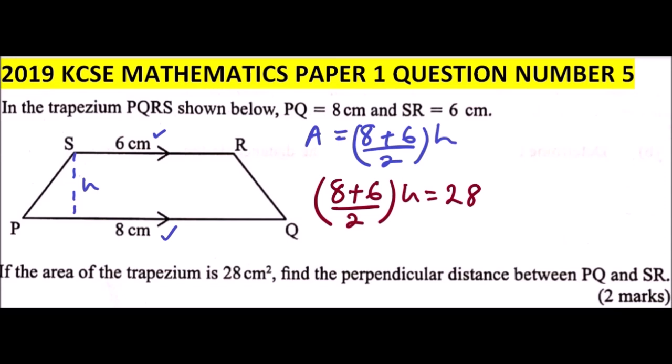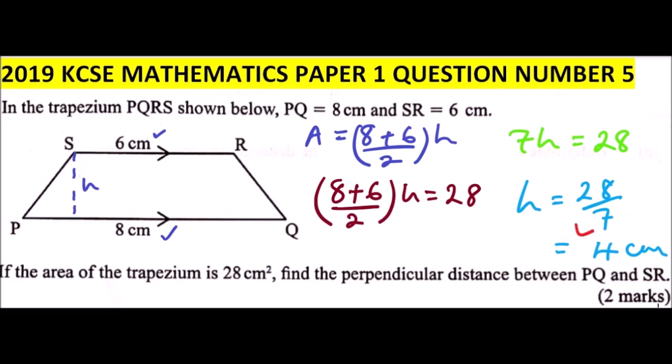Therefore we say that this is 14 divided by 2, that is 7. So we say 7h is equal to 28, and therefore finally we have h is equal to 28 divided by 7, which should give you 4 centimeters. So you get the height is equal to 4 centimeters, and with that you earn yourself 2 marks. So a very simple question. Just like I had mentioned, these are some of the questions that you should not miss in this kind of a paper.